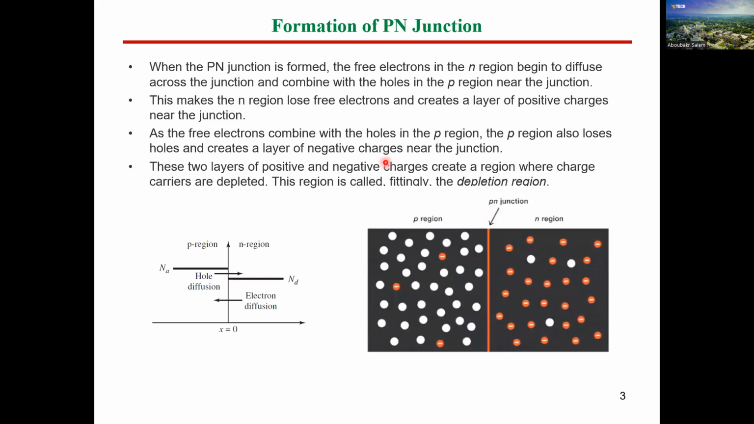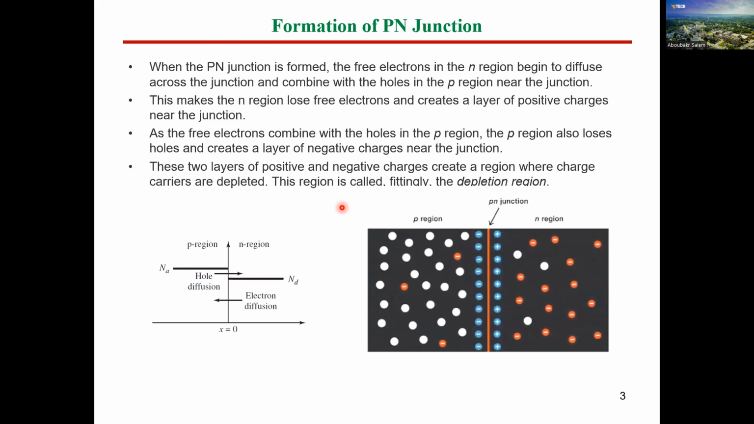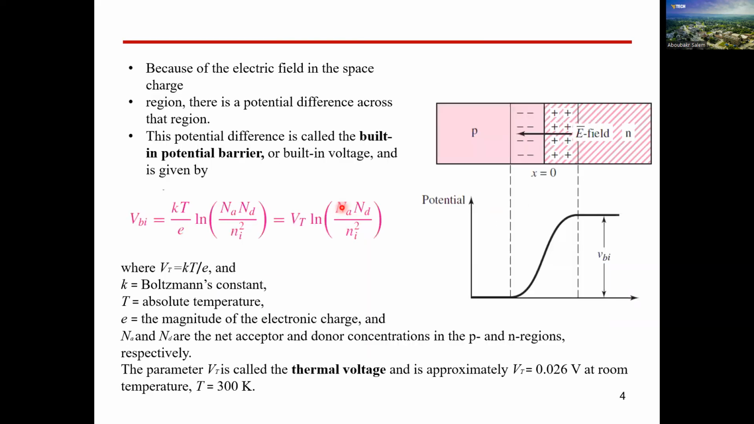Okay, so this is what's called the formation of a p-n junction. We understood now that when we have p-type material and n-type material, we can combine them together in order to have a p-n junction. Let's go deeper and give the mathematical representation of this p-n junction.